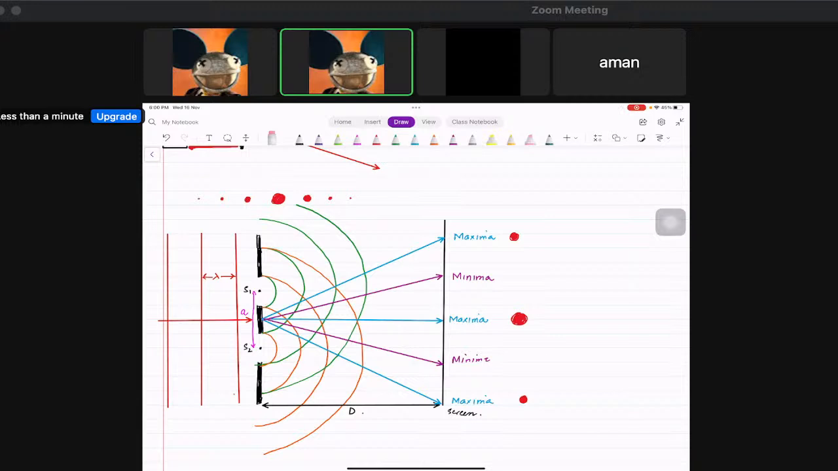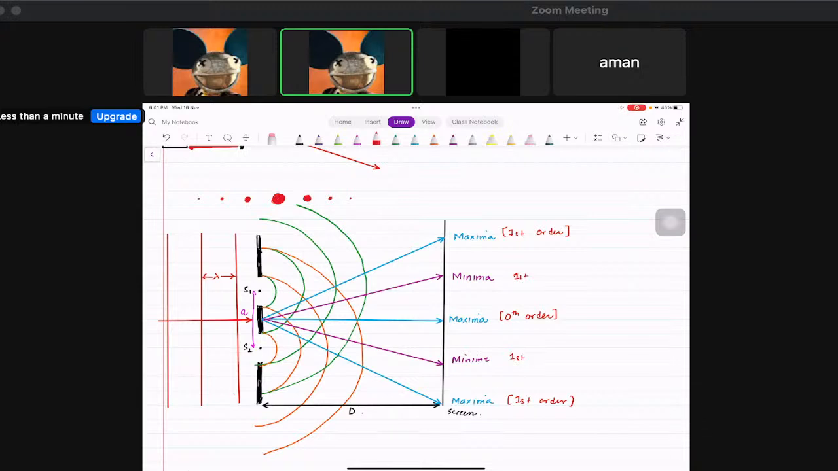So generally, the center one is called the zeroth order maxima. The ones on either side are first order. If I had made more, then it would be the second order and the third order and so on, on both sides. This is the first minima, and that's also the first minima. Next will be the second minima and so on.